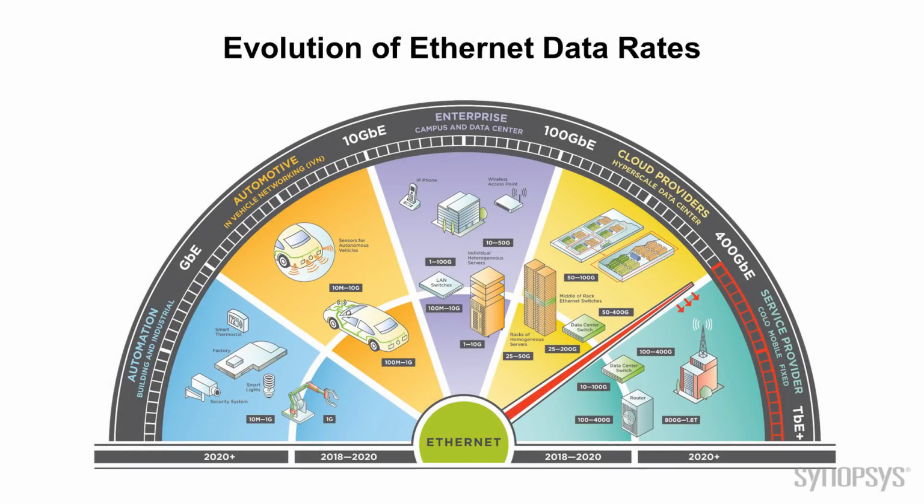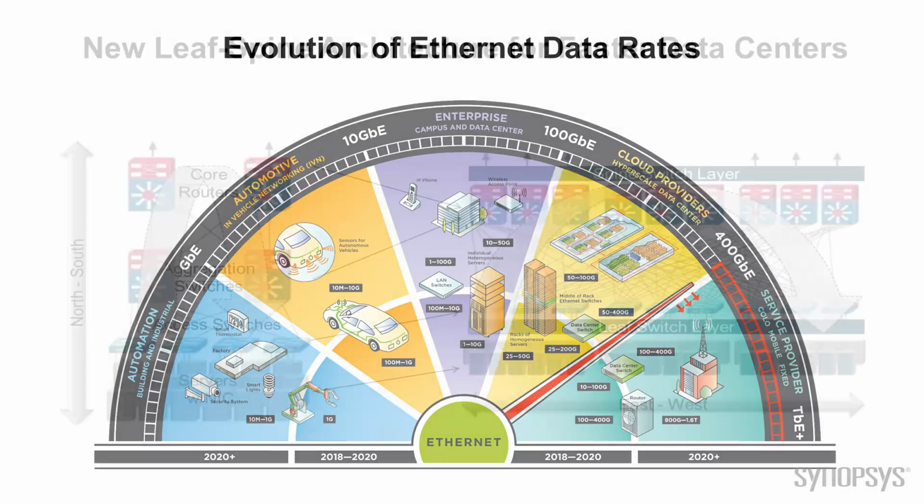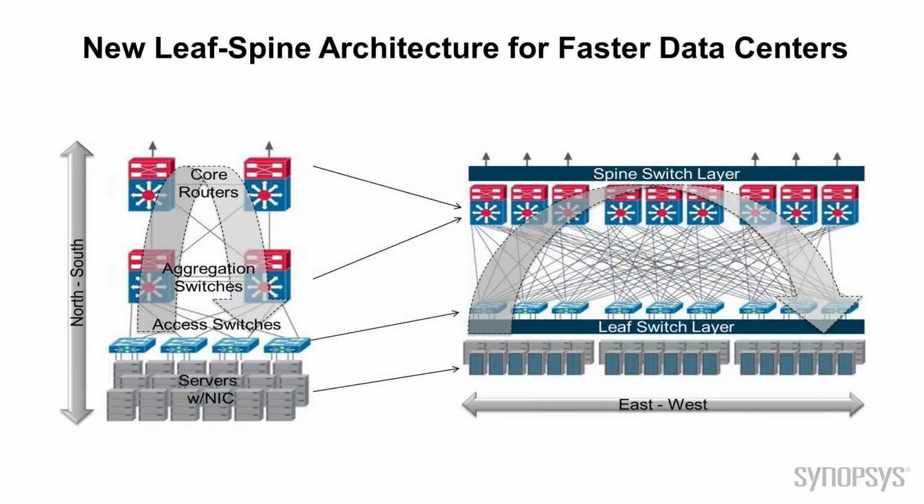Due to growing data traffic, Ethernet speeds are increasing from 100 gig to 400 gig and beyond, mandating the need for high-speed PAM-4 PHY technologies. Because of the growing data throughput and low latency requirements, more scalable and faster data center architectures are now being implemented, such as the leaf spine architecture.